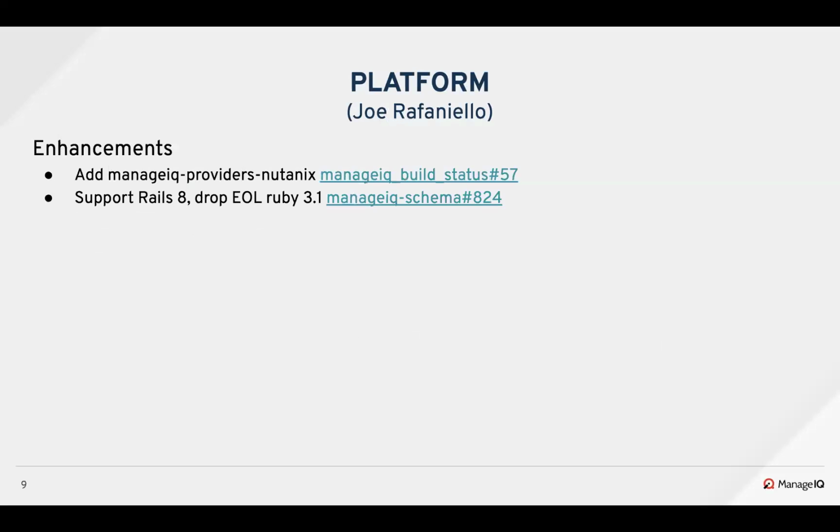Thanks, Adam. For platform enhancements this sprint, Jason added the Nutanix provider to the build status page. In the schema repository, I added support for Rails 8 and dropped the end-of-life Ruby 3.1. Next slide.